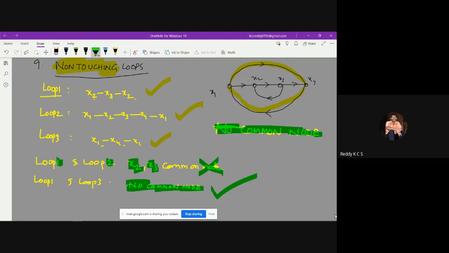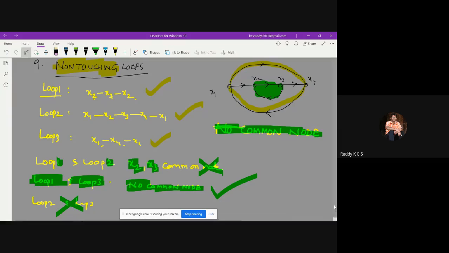Then one more combination we need to check, because there are three loops. Loop 1 and loop 3 is over, then loop 2 and loop 3. If you look at loop 2 and loop 3, x1, x2, x3, x4, x1 and x1, x4, x1, so 1 and 4 are common in these two. So this is also not a non-touching combination. Only loop 1 and loop 3 are called non-touching loops.